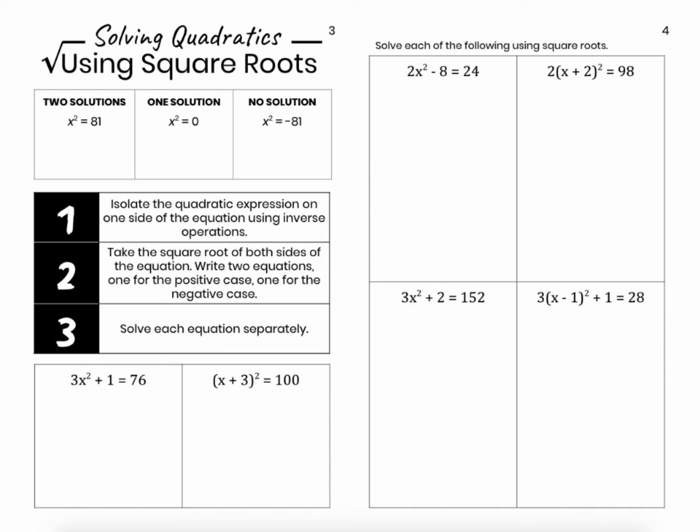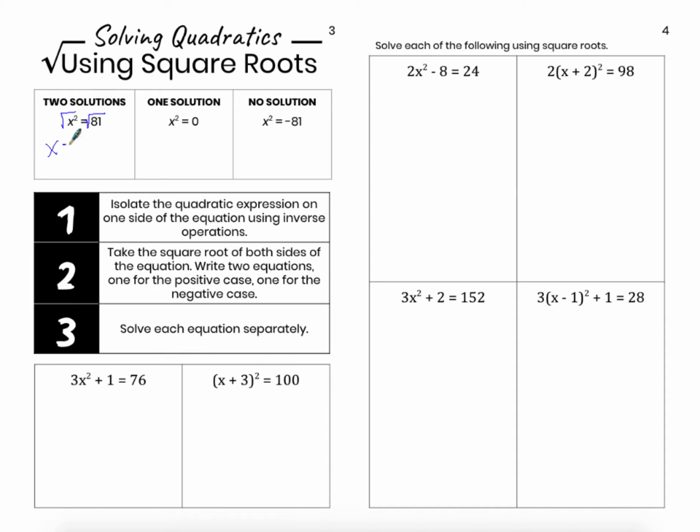One method for solving quadratic equations is to use square roots. At the top, we have 3 examples of very simple quadratic equations that can be solved using square roots. So x squared equals 81. We have only one operation being performed to x. We are squaring it. So the inverse operation here is just square rooting both sides of the equation.